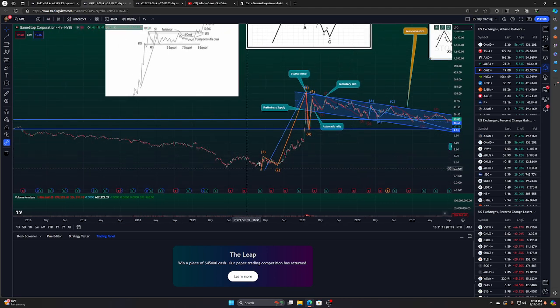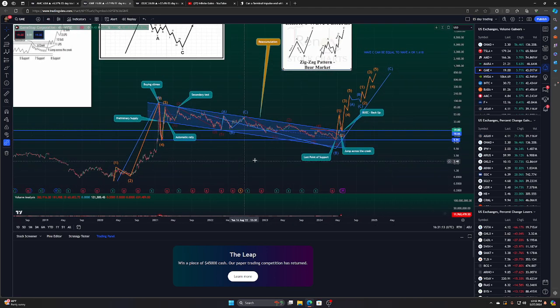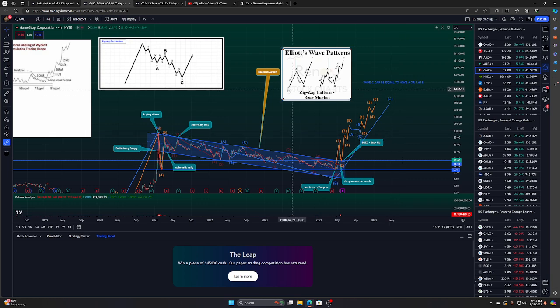Okay, let's go over the A wave. So let's get this out of the way. So we have A, B, and C. As you can see here, we have wave A, we have wave B, and we have wave C.